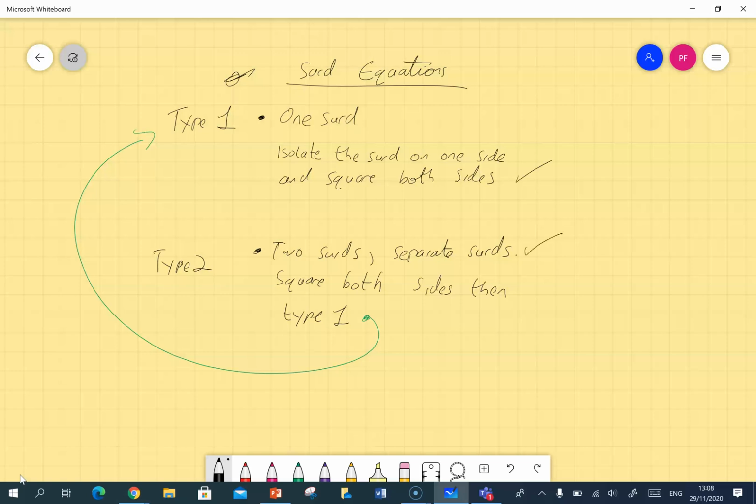Type 2 is when you have two surds in the equation. Separate the surds as best you can, a surd on one side, a surd on the other, square both sides. But you'll still have one remaining surd after that, in which case you revert back to type 1 and continue.